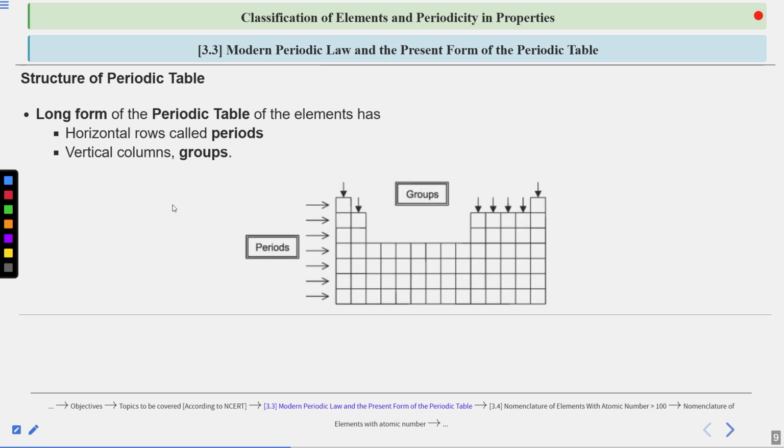So here is a pictorial representation of that. You can see the down arrows, which are indicating that groups are vertical columns, starting from the top moving to the bottom. Similarly, periods start from the left and move to the right, as shown by the horizontal arrows. Remember this point, this is very important. I will use this terminology of groups and periods throughout. So groups start from top and move to bottom, and periods start from the left and move to the right.